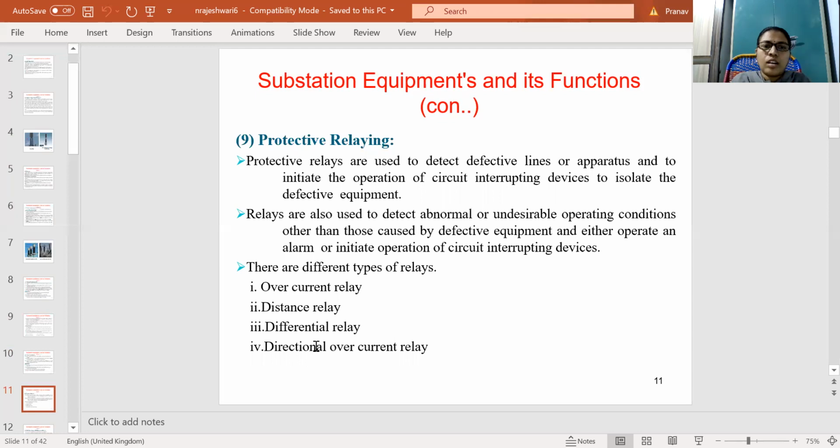The relays are also used to detect abnormal or undesirable operating conditions other than those caused by defective equipment, and either operate an alarm or initiate operation of the circuit interrupting devices. There are different types of relays: overcurrent relay, distance relay, differential relay and directional overcurrent relay. These are some of the different types of relays used in the lines and substations.